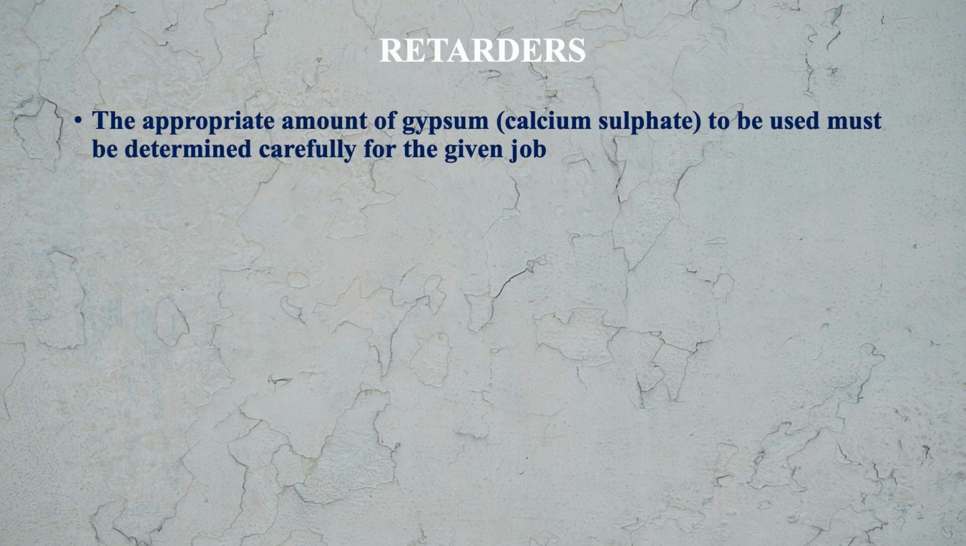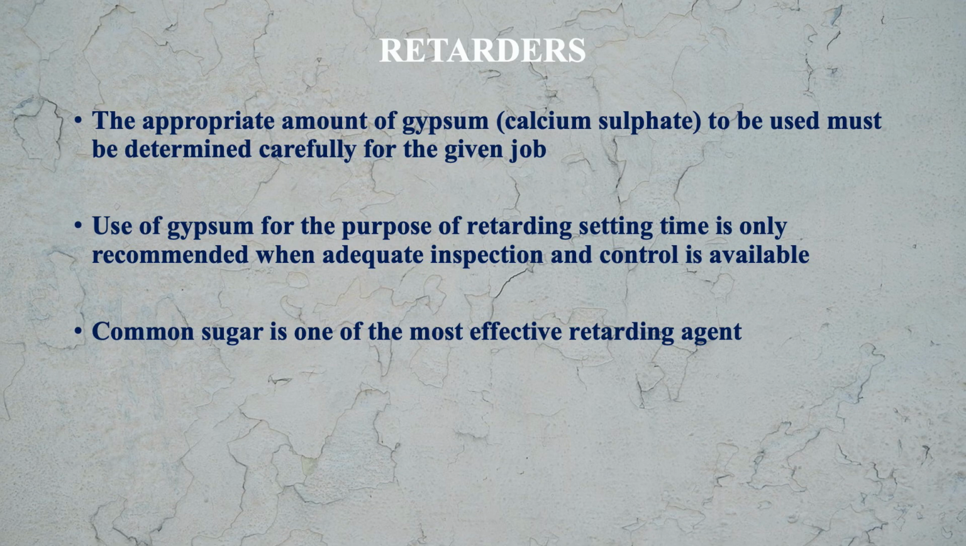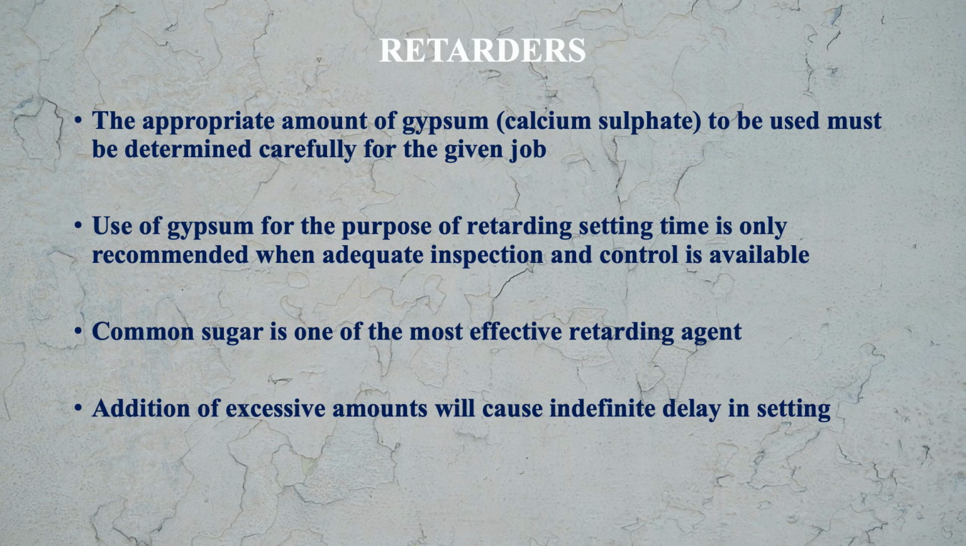The appropriate amount of gypsum, that is calcium sulfate, to be used must be determined carefully for the given job. Use of gypsum for the purpose of retarding setting time is only recommended when adequate inspection and control is available. Common sugar is one of the most effective retarding agents. Addition of an excessive amount will cause indefinite delay in setting. So we have to be cautious when we are using it.